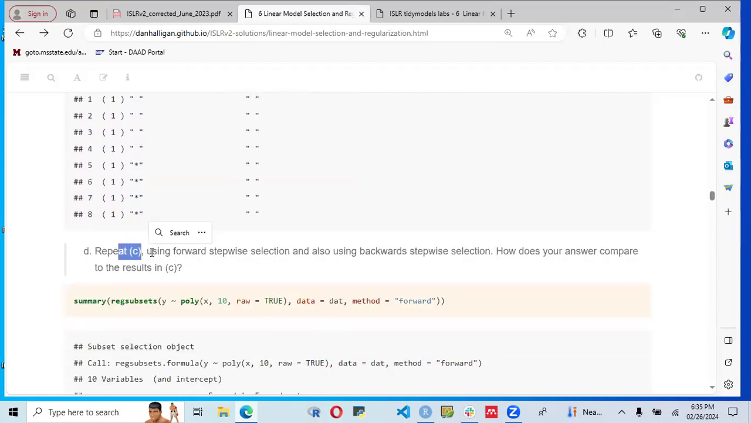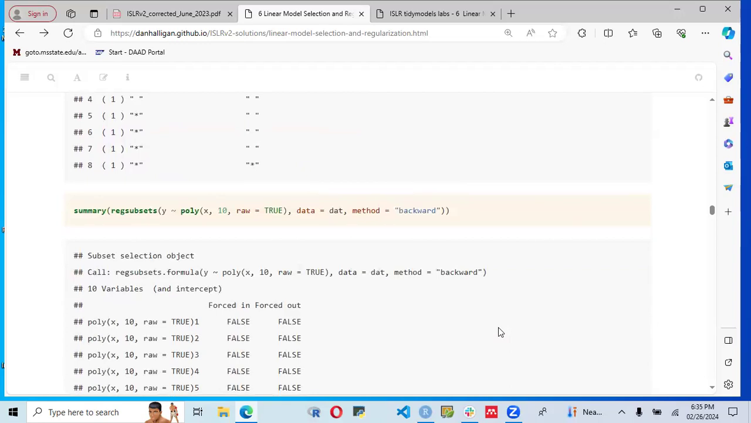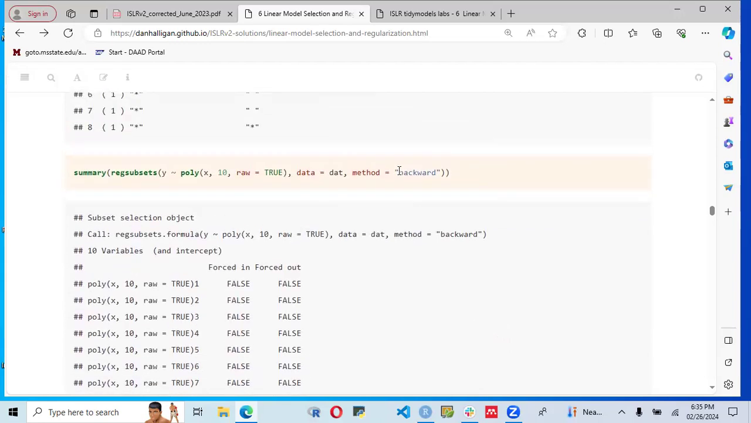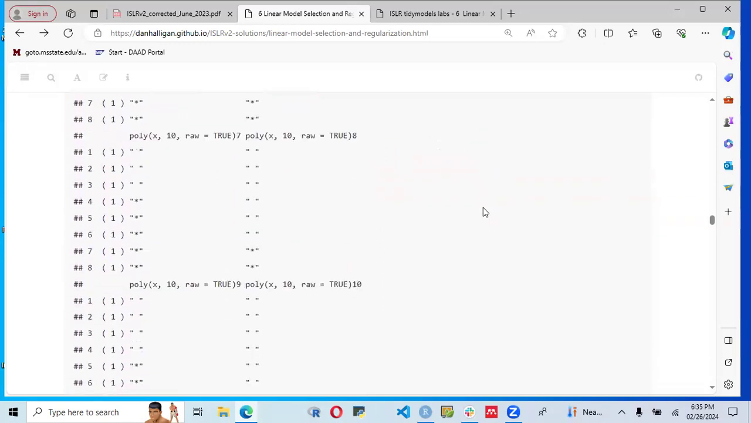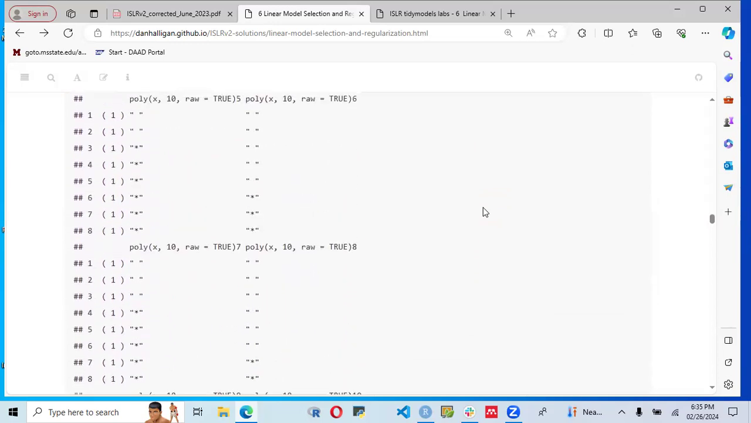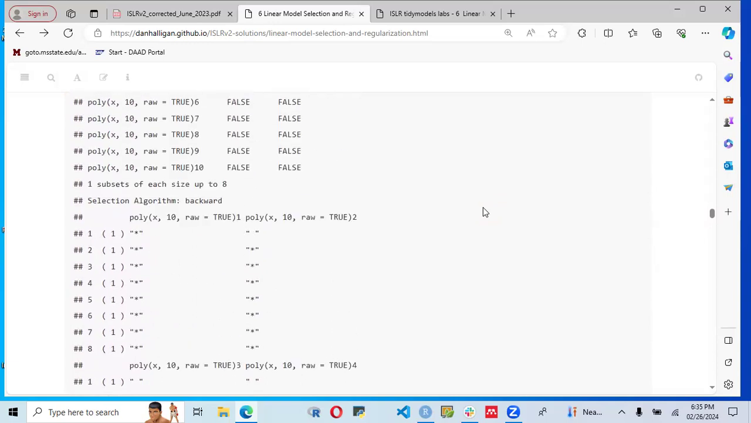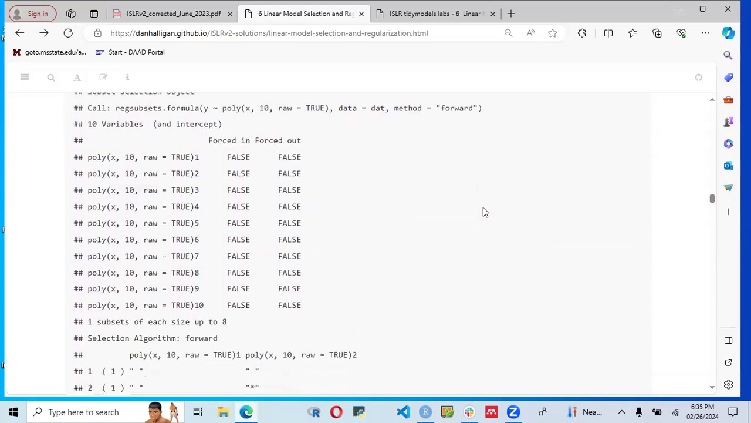So we now repeat C using a forward stepwise selection and also using a backward stepwise selection. How does your answer compare to the result in C? So here we just need to introduce method equals forward to get the forward subset selection, then we also introduce method equals backward to give us the result for the backward stepwise selection. We can see that the three approaches produce similar results.